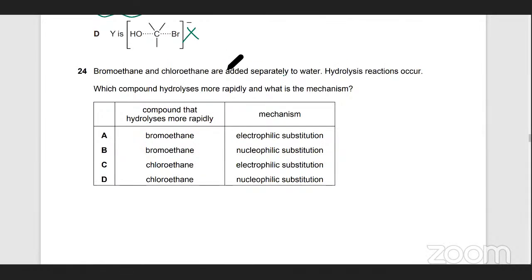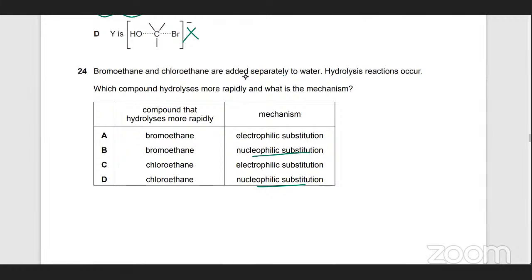So next one is bromoethane and chloroethane are added separately to water. Hydrolysis reaction happens. Which compound hydrolyzes more rapidly and what is the mechanism? So both of them, so what's the mechanism? They're not asking for SN1 or SN2. Basically, halogenoalkanes, they undergo nucleophilic substitution. What we discussed just now. They always have nucleophilic substitution that's happening.